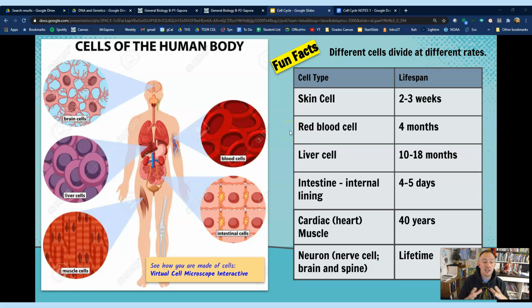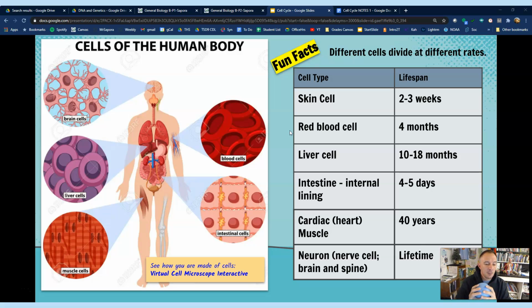Okay, so fun facts. Here's some of the different cells that we have in our body, and here's the different rates at which they grow and divide. Again, you started out as one single cell, and cell division happens fast early on in life. Babies grow and develop at a faster rate than adults do, obviously. But for the average human, skin cells replace themselves about every 2 to 3 weeks.